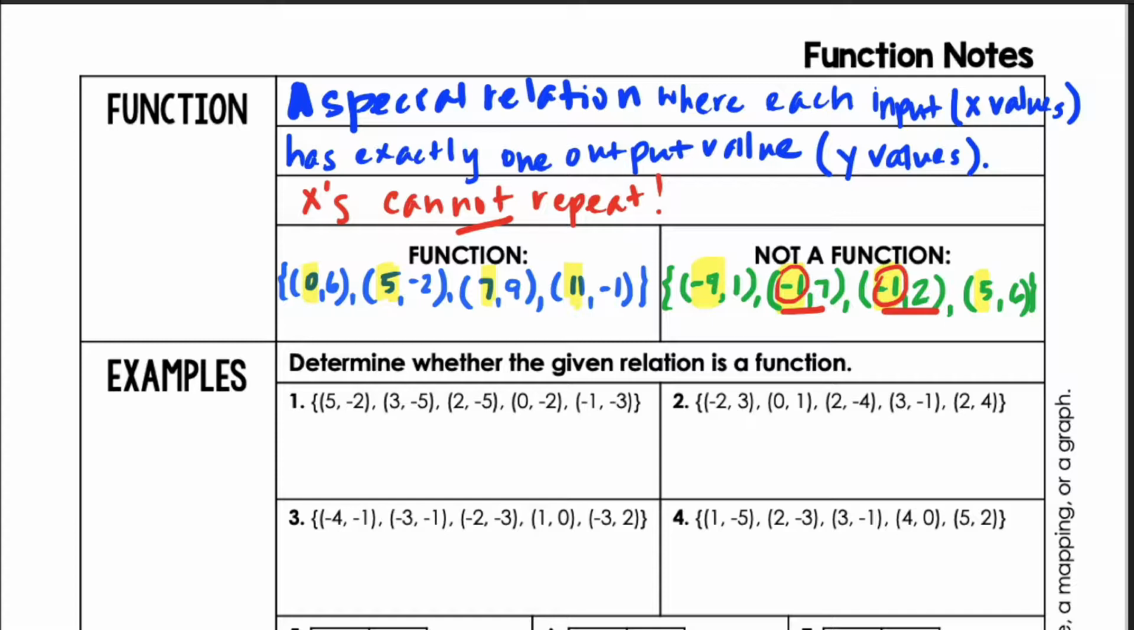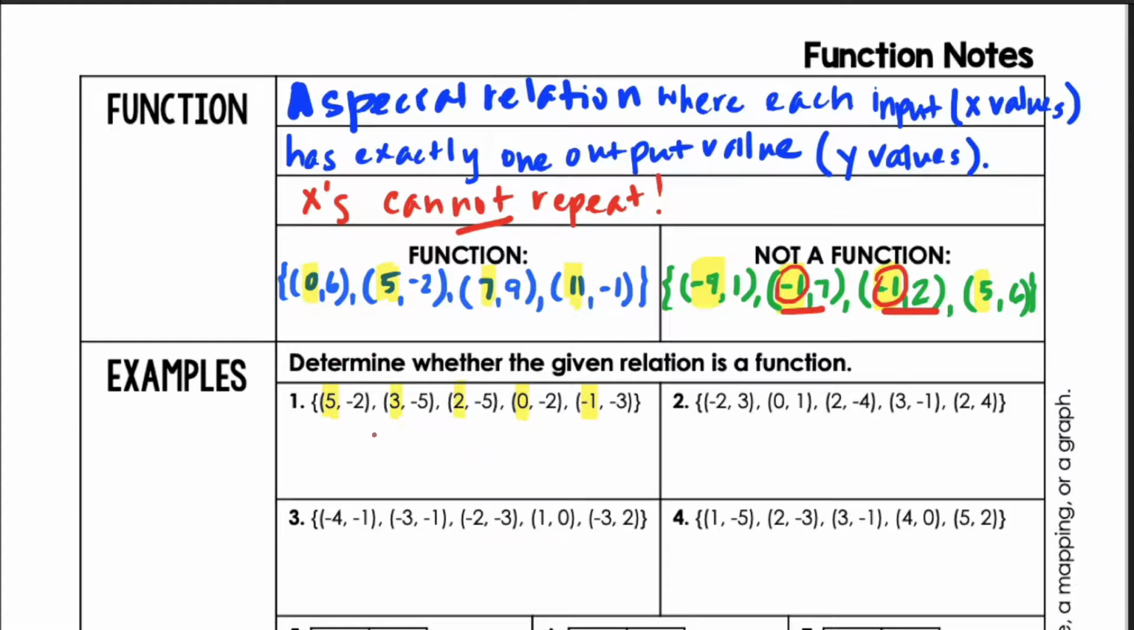So looking at these next four examples, we're given the relation as a list of ordered pairs. I want to go through to determine if it's a function or not and focus in on my x values. Okay, so let me highlight the x values here. We have the x values of 5, 3, 2, 0, and -1. None of the x values repeat, so for each x value, it's being assigned to only one y value.